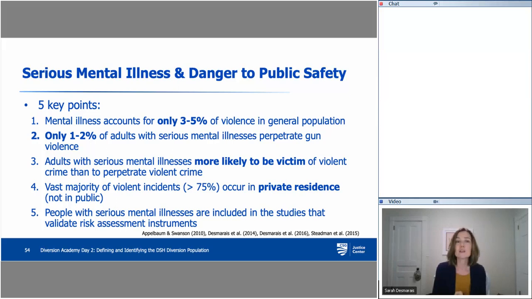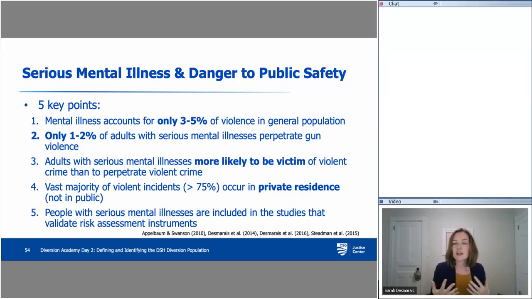So really only 3 to 5% of what is happening out there. It's not to say that those 3 to 5% aren't important in serious cases. It's just to dispel that myth that individuals with serious mental illnesses, or specifically that meet the criteria and the diagnostic categories for this diversion program, are running around accounting for all of this community level violence.